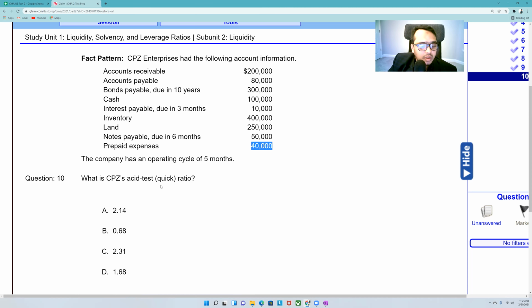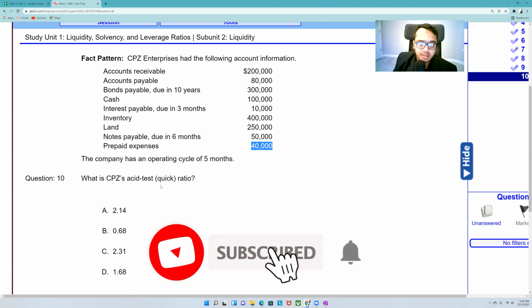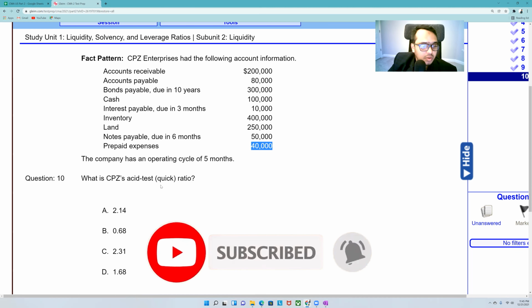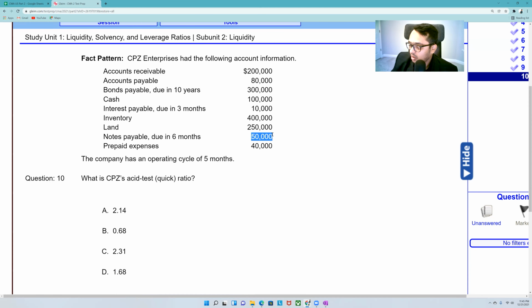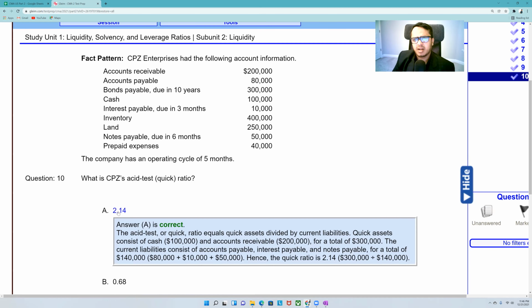I think so. Next is my accounts payable 80,000. Then this interest payable in 3 months 10,000, so 90,000 up till now, plus notes payable is 50,000. 90,000 plus 50,000, 140,000. 300,000 divided by 140,000 is 2.14. Hopefully we are right. Yes, we are right. I'm doing it on my calculator. I want you guys to do it. I'm dictating what all things I'm doing here.